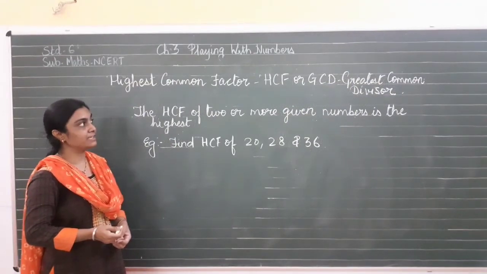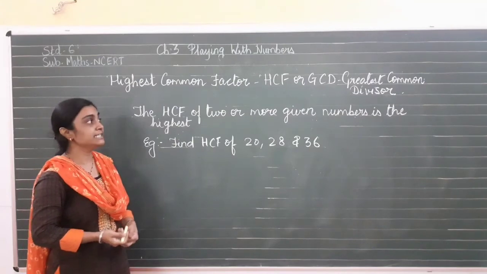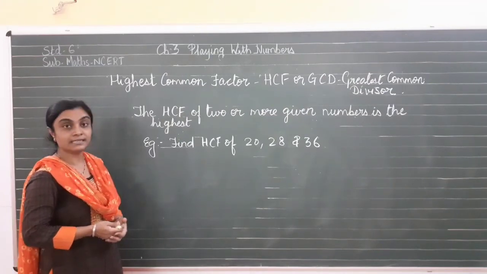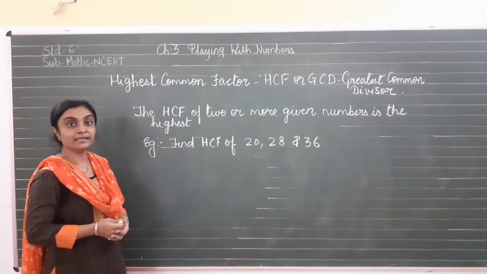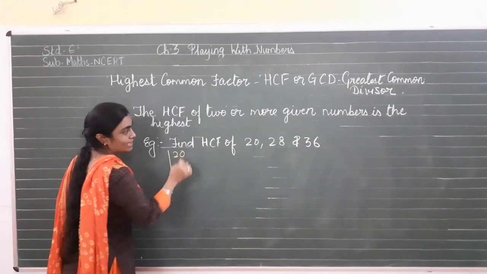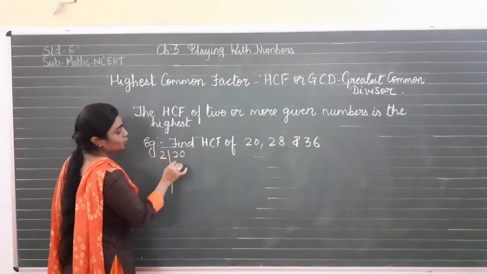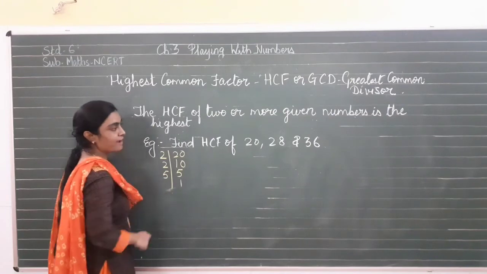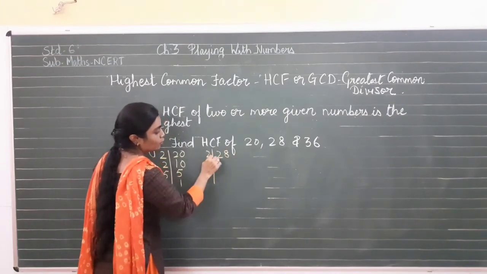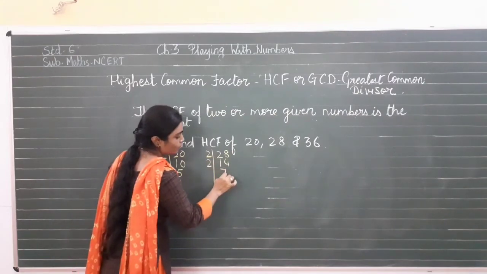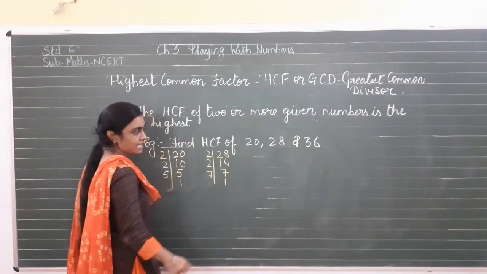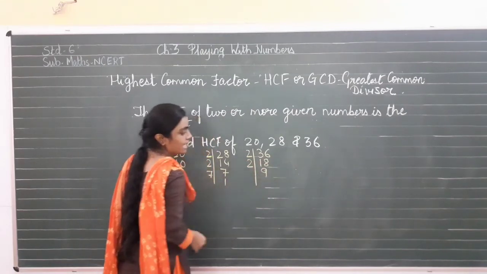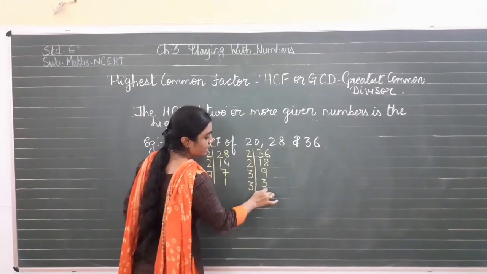Now highest common factor, or in short it is said as HCF or GCD, that means greatest common divisor. The HCF of two or more given numbers is the highest common factor of them. Let us see the example. Find the HCF of 20, 28 and 36. Now we will find out the HCF of 20, 28 and 36 by division method. 2 10s are 20, 2 5s are 10, 5 1s are 5. Now we will take 28. 2 14s are 28, 2 7s are 14, 7 1s are 7. Then 36. 2 18s are 36, 2 9s are 18, 3 3s are 9, 3 1s are 3.